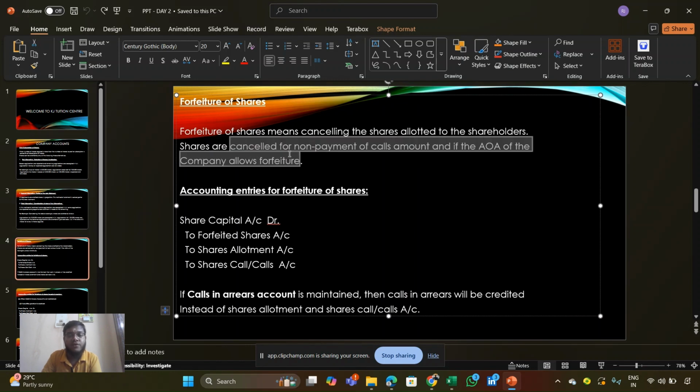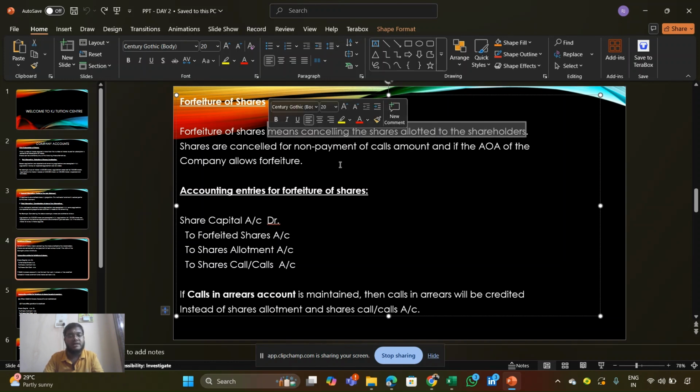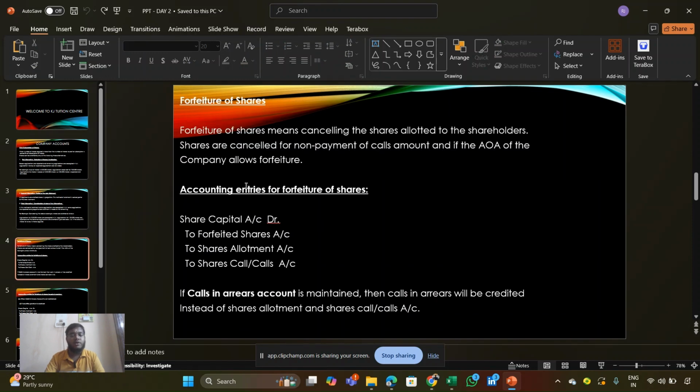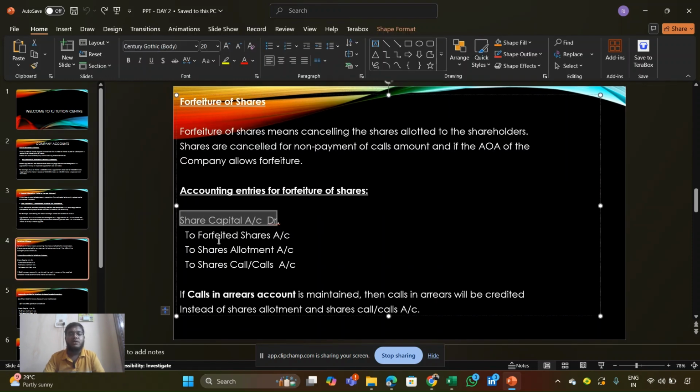Shares are cancelled for non-payment of call amount, if the articles of association of the company allow forfeiture. So the company's AOA should allow the forfeiture of shares. If it allows, the shares are cancelled for non-payment of call amount. Okay, the call amount you didn't pay, so whatever you paid before, the whole shares will be cancelled. So there will be an entry: share capital account debit, to forfeited shares, to share allotment account, to share calls account.